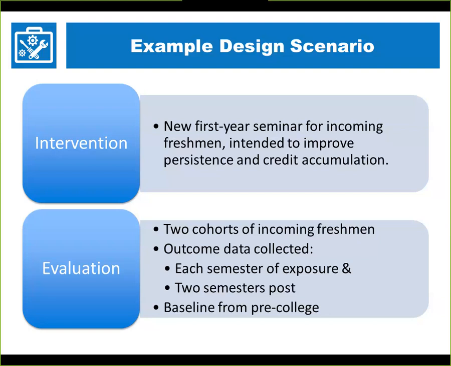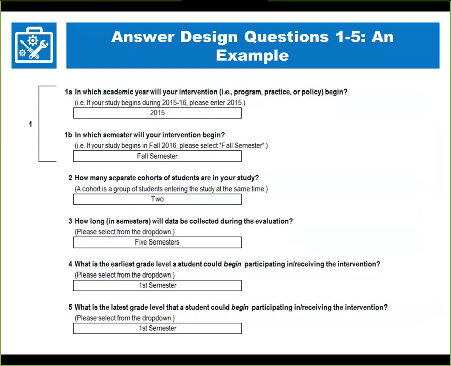And the evaluation will collect baseline data prior to college, for example, collecting SAT scores and Pell Grant eligibility. This same example can be used for either version of the tool. The questions and the answers are the same, even though the matrix that's generated differs for the 2 versions. So here are questions 1 to 5 on the Design Questions tab, and we can answer them for our example.